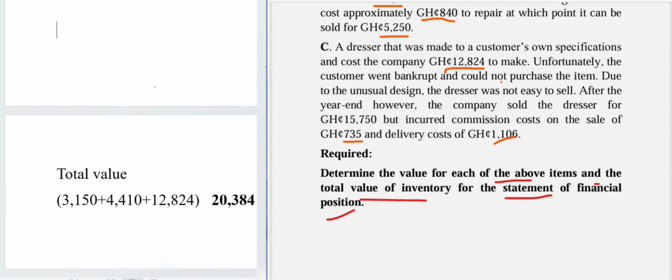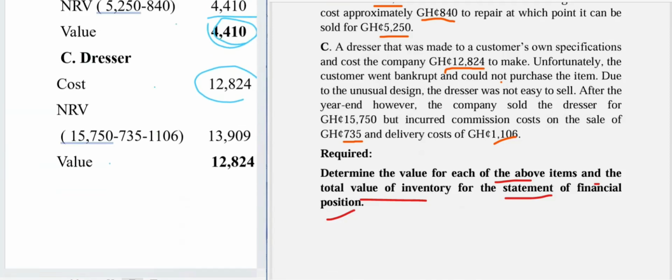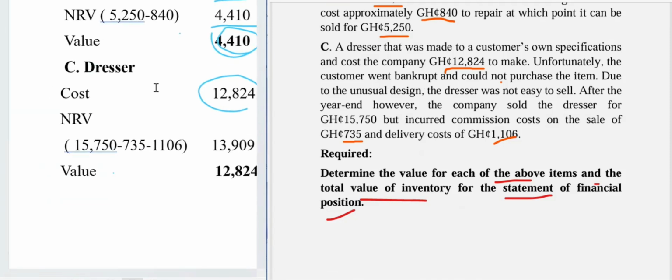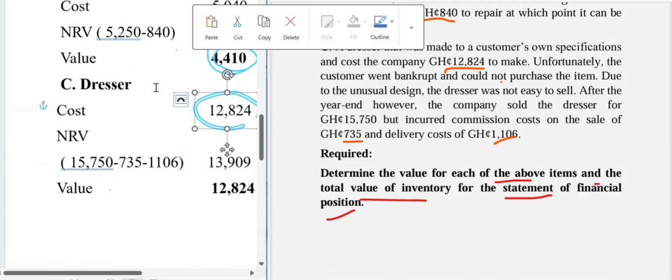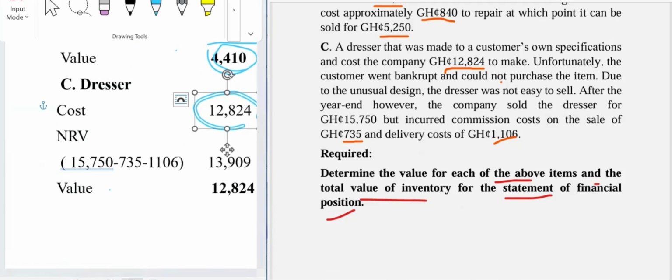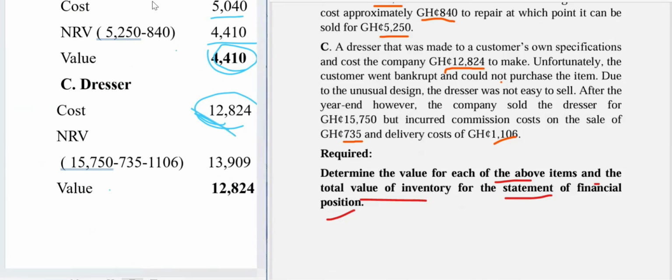And then we came to the dresser. Cost was this, right? NRV, this was the cost. Dresser, this was the cost. NRV was what? This one, right? So if you compare the two, the lower is the 12,824. So this will be the value for the dresser.